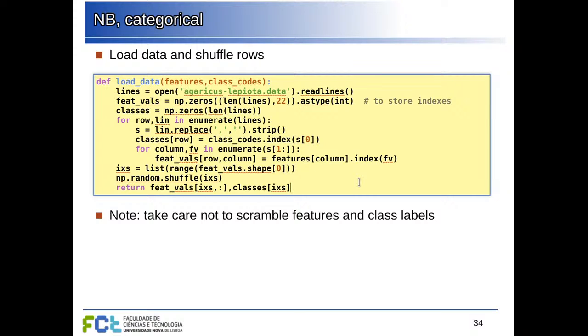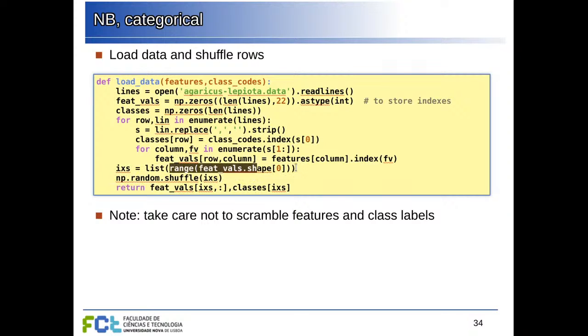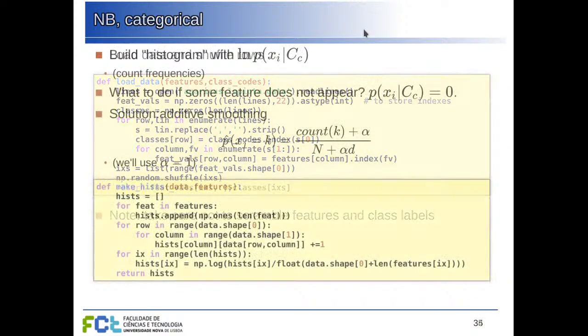But since we have these in two different matrices, we cannot simply shuffle one and then shuffle the other, because that will scramble the relation between each mushroom, the features of the mushroom, and the class. So what we can do is we shuffle a set of indexes. We create a set of indexes here, 0, 1, and so on. We shuffle that one, and then we return the feature matrix in that order and the classes in the same order. So both are shuffled, but they are shuffled exactly the same way. This is an important thing to take care about, because if you simply shuffle the features and then shuffle the classes, then you lose the correspondence between the features and the classes, and your classifier will not work. Okay, so take care with this kind of operation.